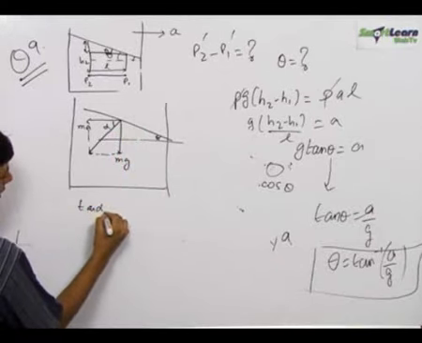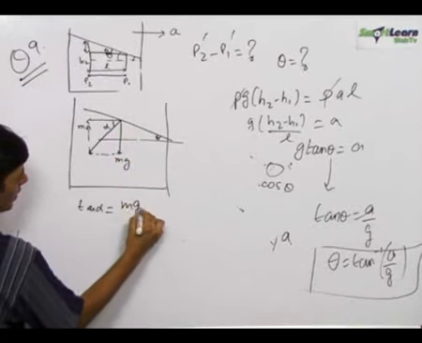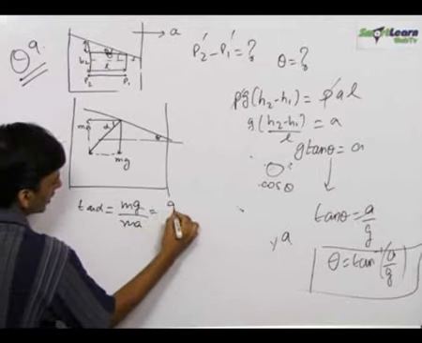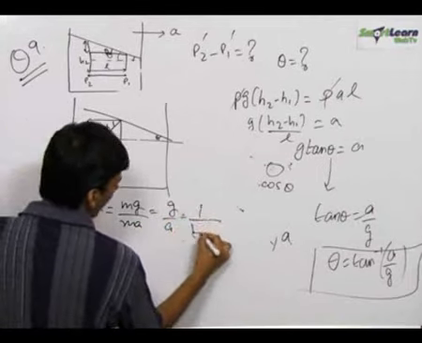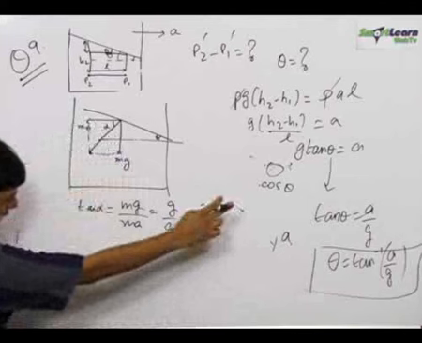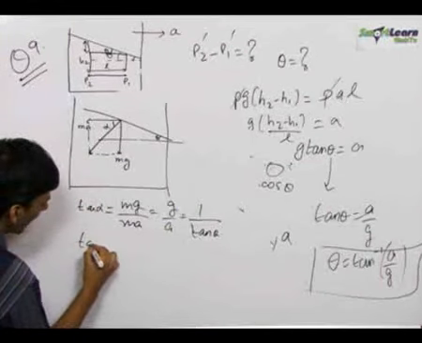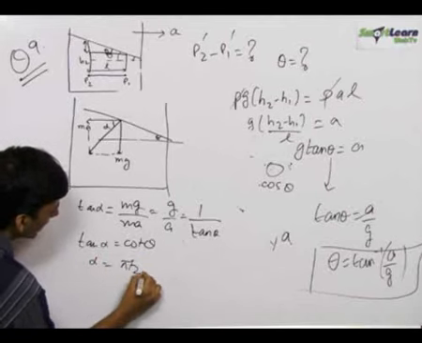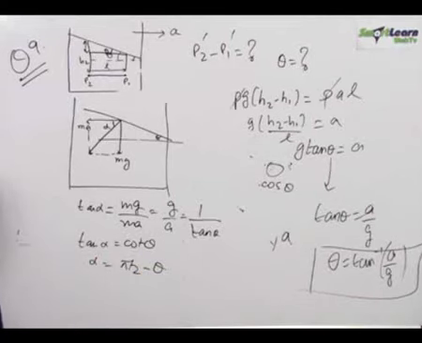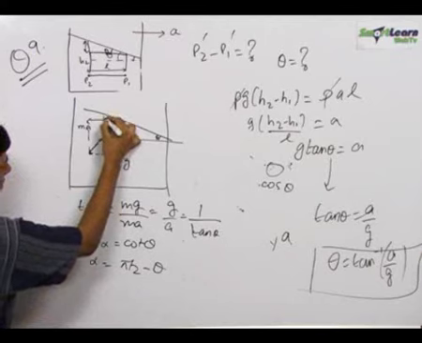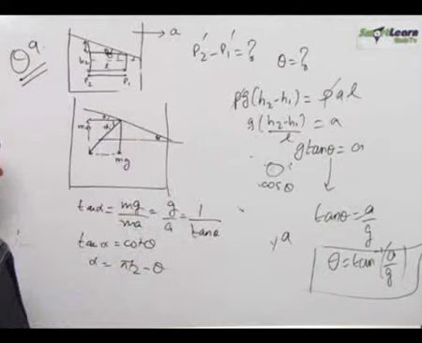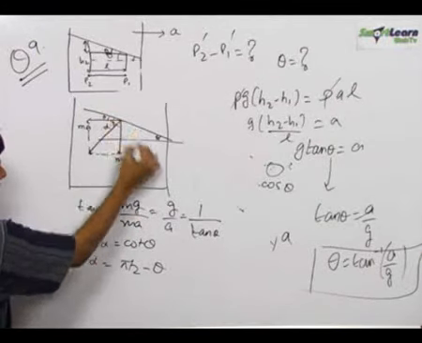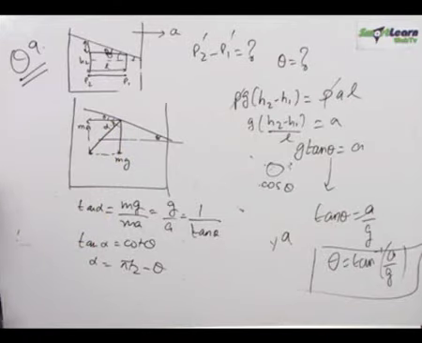Therefore, tan alpha can be written as mg upon ma, that is equal to g upon a, that is equal to 1 upon tan theta, as we had already found the value of tan theta to be a by g. Therefore, tan alpha is equal to cot theta. Therefore, alpha is equal to pi by 2 minus theta. Now, this angle was theta. This is pi by 2 minus theta. Therefore, this angle is pi by 2.